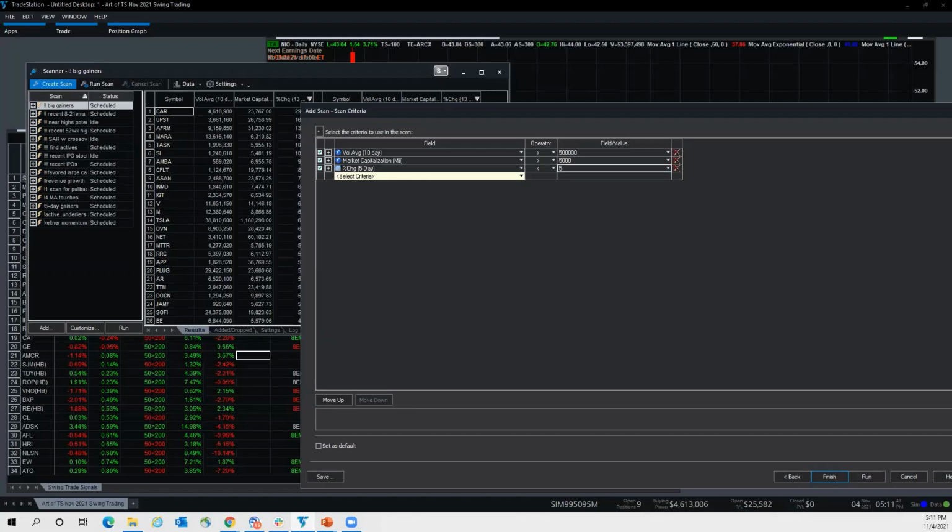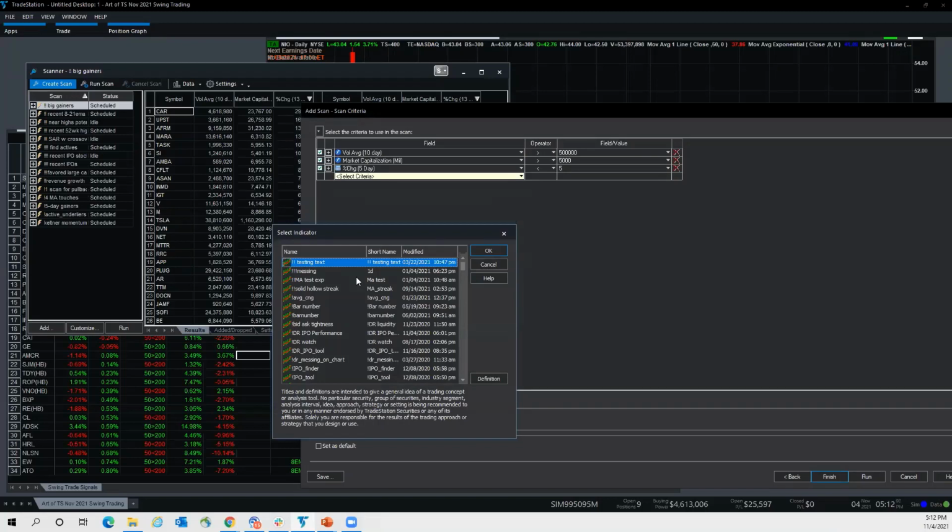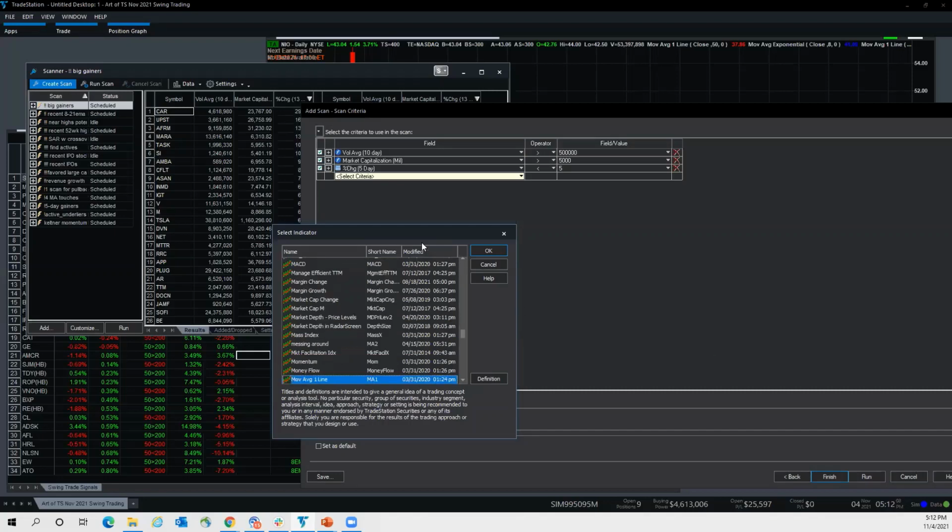All right, now we're going to bring in indicators that are built into TradeStation. First of all, moving average one line. This is just your standard simple moving average. You go down here to indicator. So I have the 50 and the 200-day moving average on my chart up here, and you can bring those in by going to moving average one line.